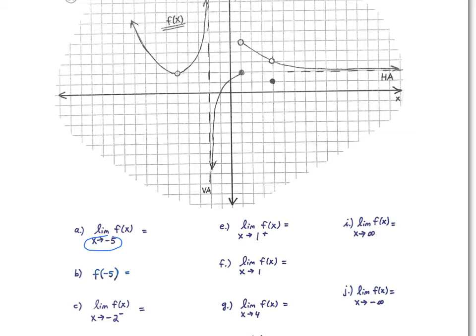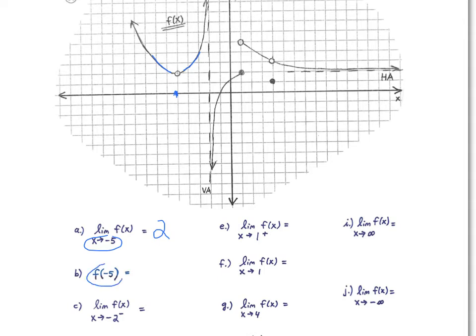First of all, trying to find the limit of the function as x approaches -5. So this is where x is -5. As we approach -5 from each direction, notice we have a hole, but that's okay. A limit can exist at a hole. The height of that hole is 2. So the limit as x approaches -5 from each direction is 2.